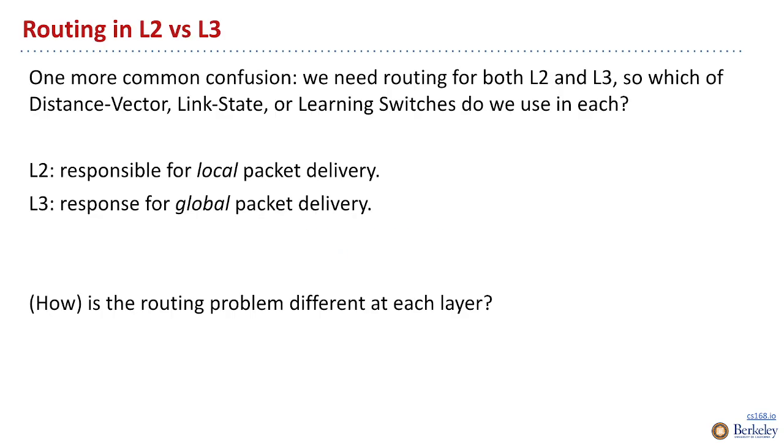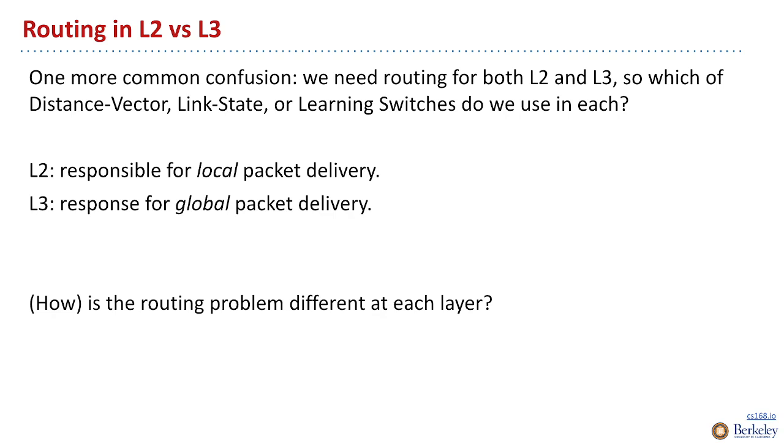So one other thing I keep seeing people ask, and I wondered this for a while too, was it seems like we need to do routing for both L2 and L3. So which should we be using? We've learned about distance vector. We've learned about link state. We're also talking about learning switches. So what should we be using?